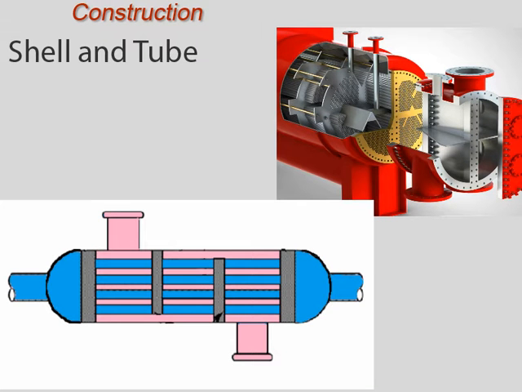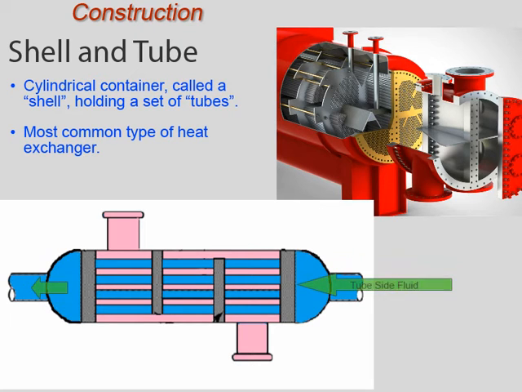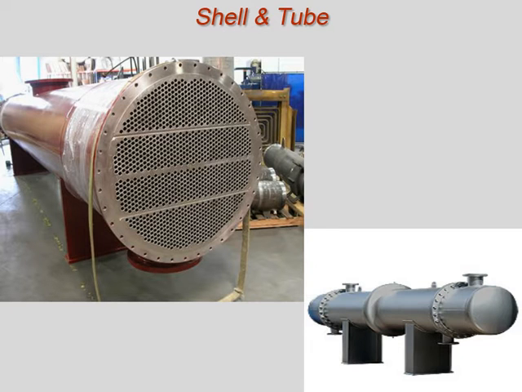The shell and tube type heat exchanger consists of a cylindrical container called a shell holding a set of tubes. One of the fluids flows inside the tubes while the other fluid flows outside the tubes. The fluid flowing inside the tubes is called the tube side fluid, and the fluid flowing on the outside of the tubes is called the shell side fluid. The support plates also act as baffles to direct the flow of fluid in the shell back and forth across the tubes. Tube bundles have many tubes, sometimes hundreds, depending on the size of the heat exchanger. The tubes are supported on the ends by a tube sheet.